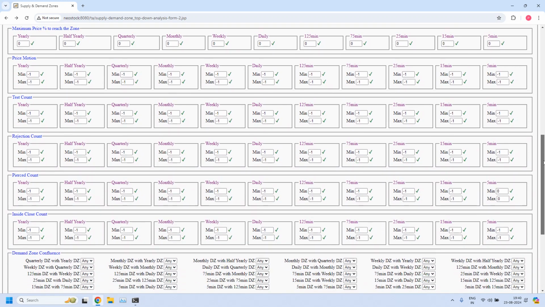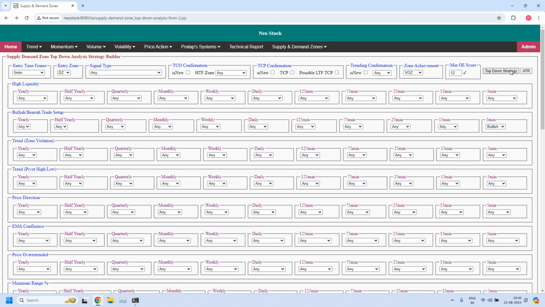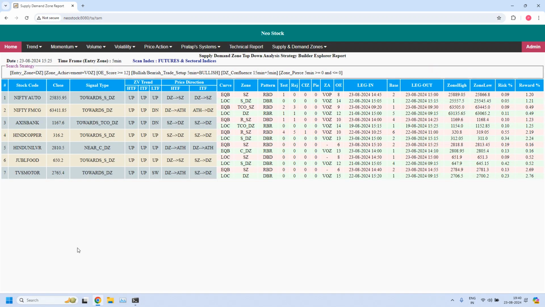So in the demand zone confluence, the 5 minutes demand zone with 15 minutes demand zone, I am enabling the filter. Let's filter the stocks. Now the list is reduced to 7. Earlier 9 stocks, now it's come down to 7. All these 7 stocks are having 5 minute zones, having confluence with 15 minute zones.